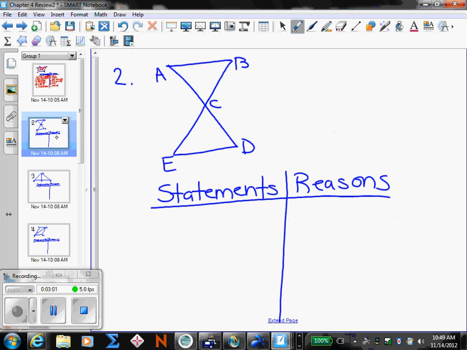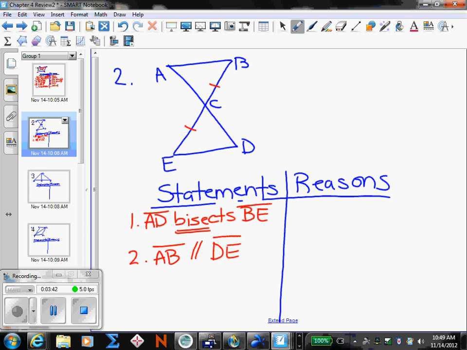The second proof, the picture looks like this. We are given that line segment AD bisects line segment BE. If we are bisecting a segment, we are cutting this segment in half. So that means BE is the segment that is being bisected. So BE is being cut in half. The second given is that AB is parallel to DE. So both of these are given. Notice how I am numbering them. You want to make sure that you do that on both sides.